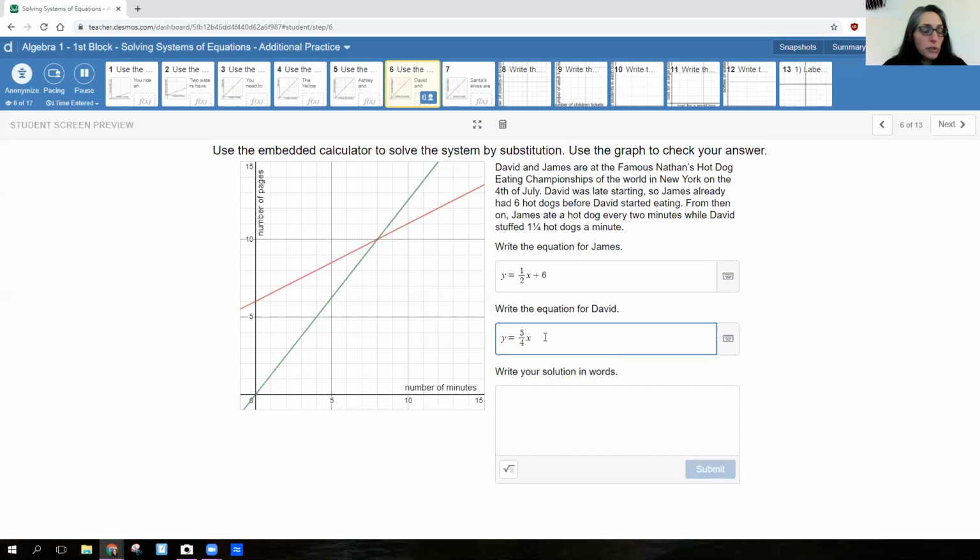Okay, so find the solution and type what it means in your own words.